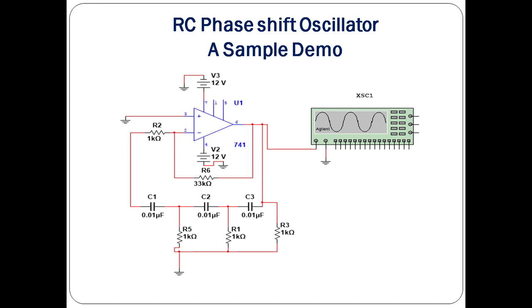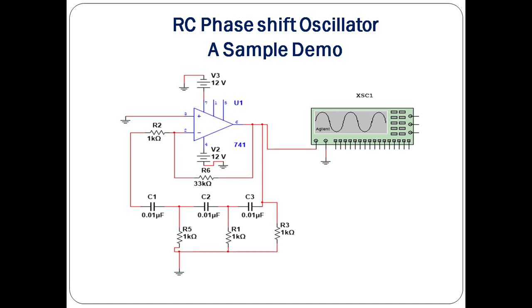In this experiment, this RC network with 3 stages will generate 180 degree phase shift, and this is input to the inverting terminal of the op amp. In turn, this inverting op amp will produce an additional 180 degree phase difference. 180 degree produced by this network plus 180 degree produced by this amplifier will cause 360 degree phase shift around the closed loop. Hence, one of the conditions is satisfied.